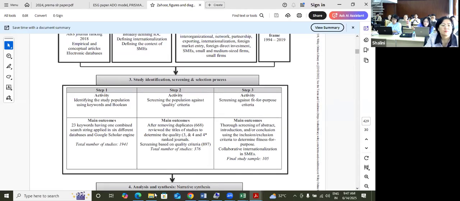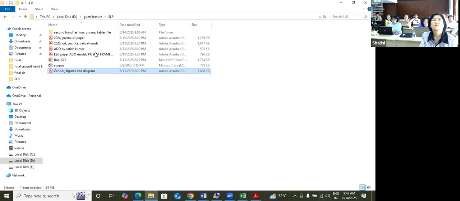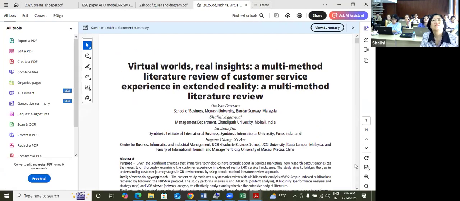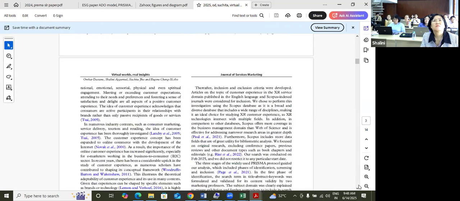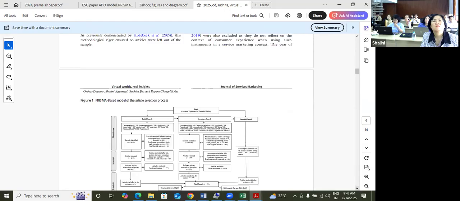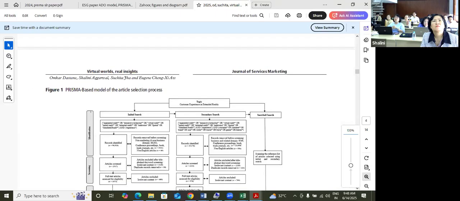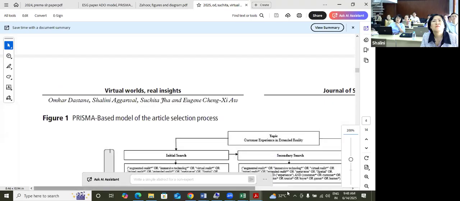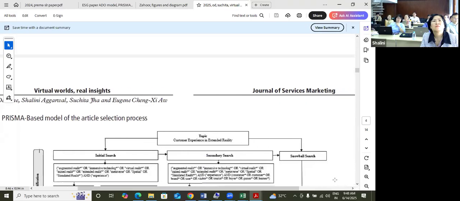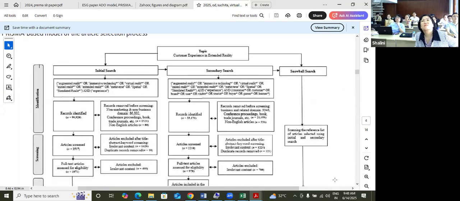So there is another paper. So let me show you. This is my latest paper that got published in A category journal. And let me show you what we have done in the methodology. Just look at this. This has been made by one of my co-authors, Omkar Dastane from Malaysia. He has made this in the research methodology section. Can you see this? So he has made the elaborated diagram.